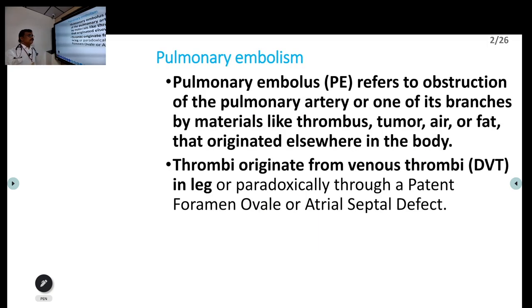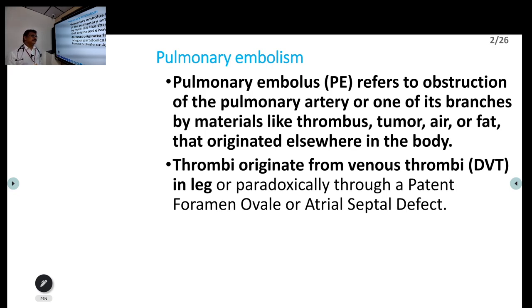Now it indicates the obstruction of the pulmonary artery or its branches. It can be due to thrombus. The thrombus can originate somewhere near the pulmonary artery, or from a distant area it can come as an embolism. Tumor emboli can occur sometimes. Air can occur sometimes, because air can be sucked inside the vein, especially when there is trauma, cut injury of arteries, all these things.